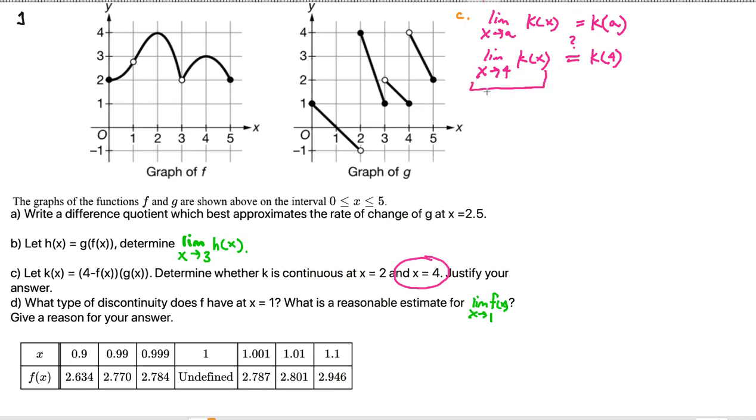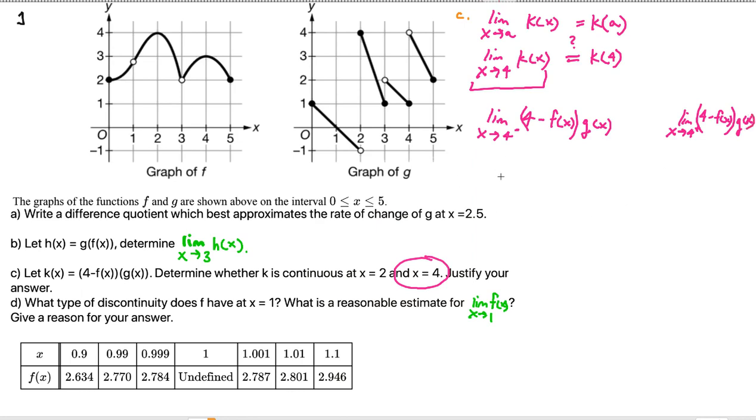So you first got to analyze what this limit actually equals. So what I'm going to do is determine the left-hand limit and the right-hand limit. The limit as x goes to 4 from the left of k of x. And I'm going to write the definition of k of x: 4 minus f of x times g of x. And I'm wondering whether this is going to be equal to the limit as x goes to 4 from the right of 4 minus f of x times g of x.